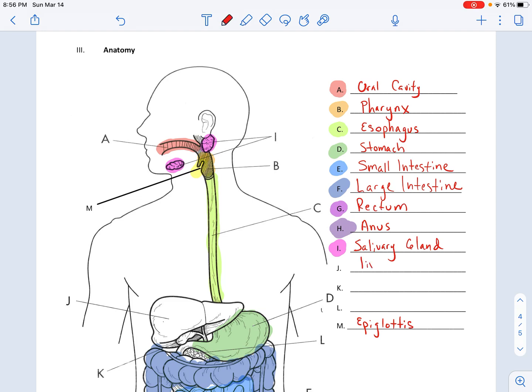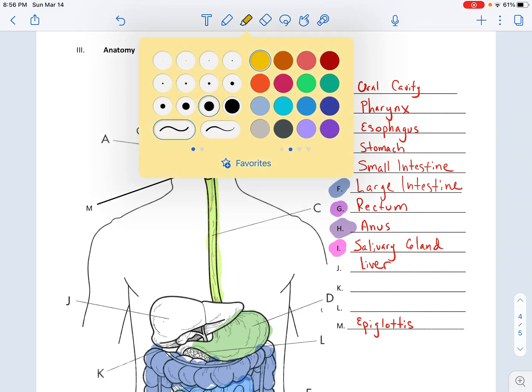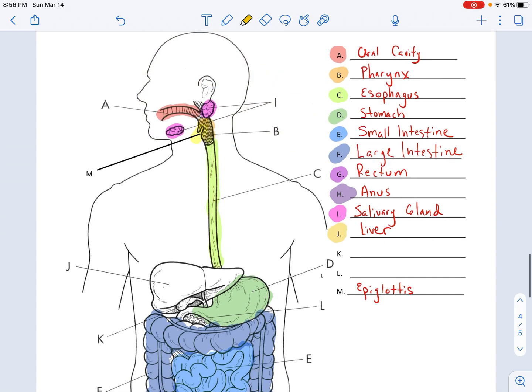J is the liver. We'll go gold with that one. Remember that very large organ that's going to sit underneath the diaphragm. K is the gallbladder. Remember that stores bile made by the liver. So we'll also color that green, just maybe a different shade of green.